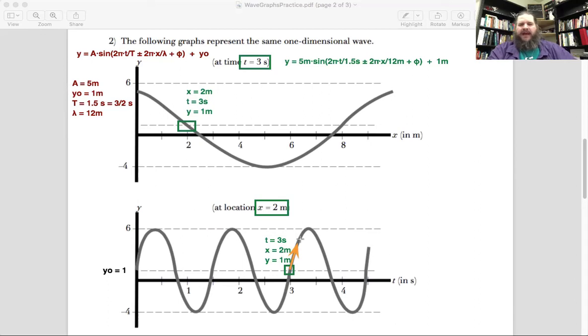So we know that at time 3 seconds, the 2 meter location is at 1 meter in height and on its way up. So we can take that information to here as well. We know this point is at 1 meter and on its way up as time passes. So now let's see what this would actually look like if we imagine turning this into an animated graph. Let me sketch this out. We have the graph of this shape.